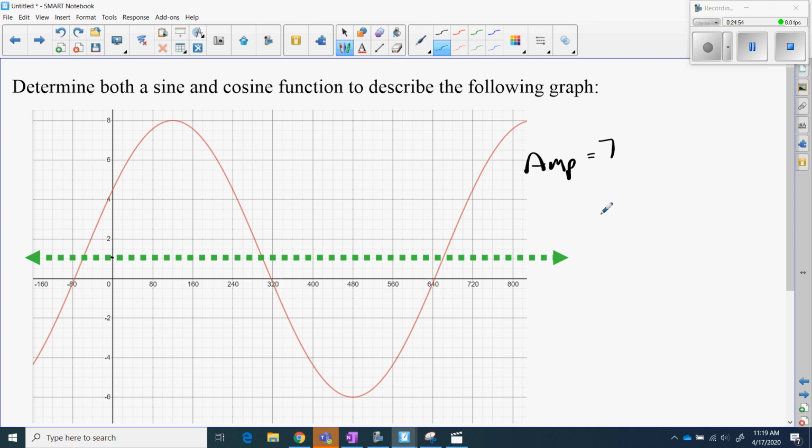Yeah, let's do the vertical shift next. That's always fair. Once you get your sinusoidal axis, this one should be easy too. So vertical shift is up 1.